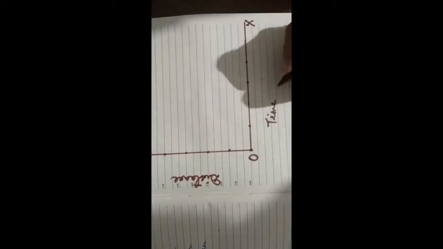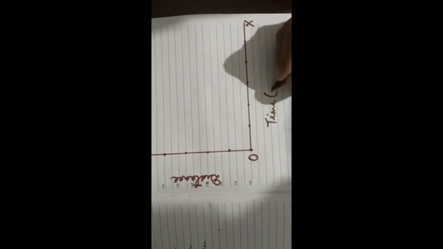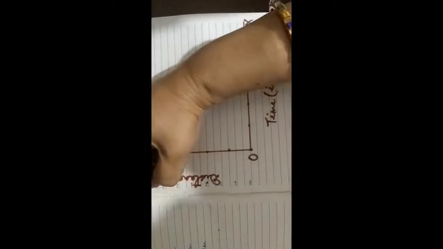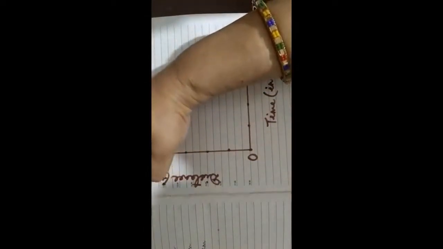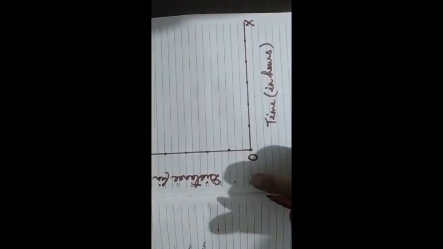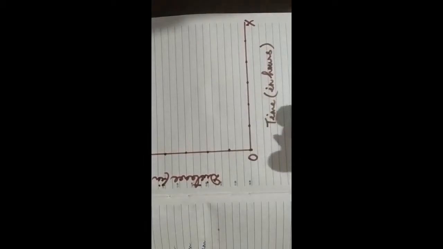Here we have chosen time in hours, whereas distance in kilometer. These are the units on which we have to express the data. Now, we have to mark the values for the time and distance on the respective axis according to the scale you have to choose.